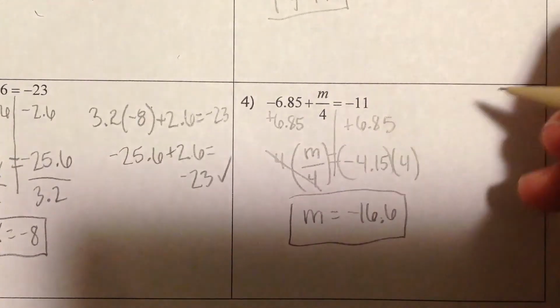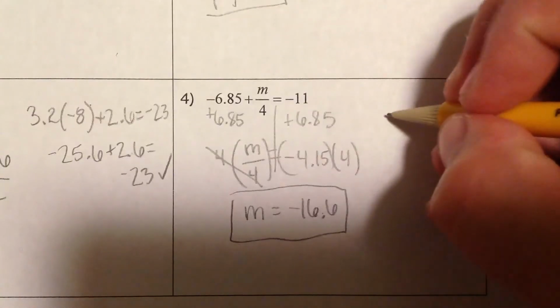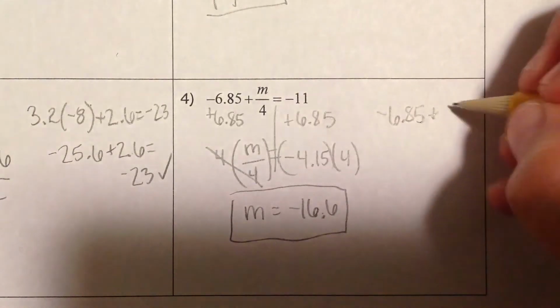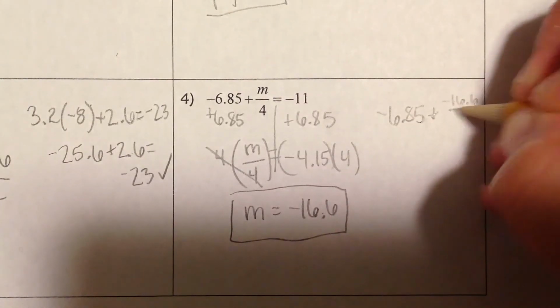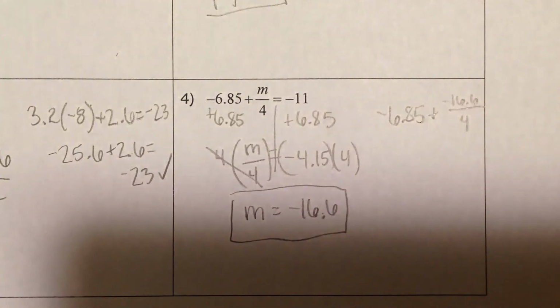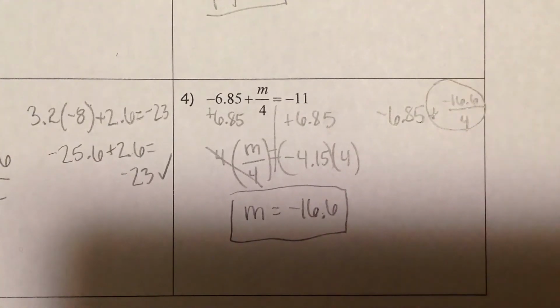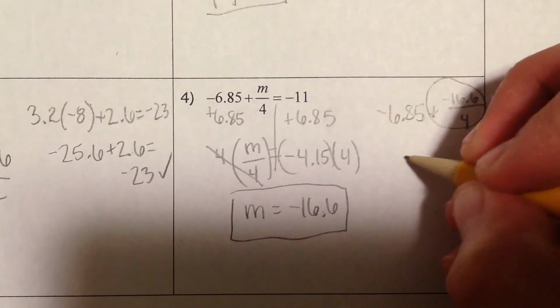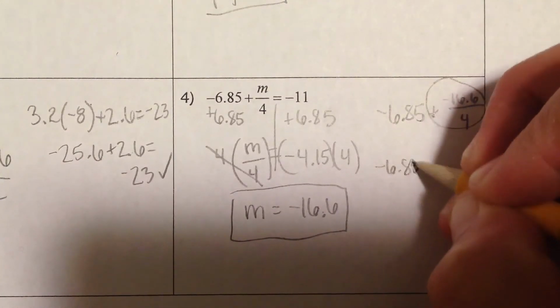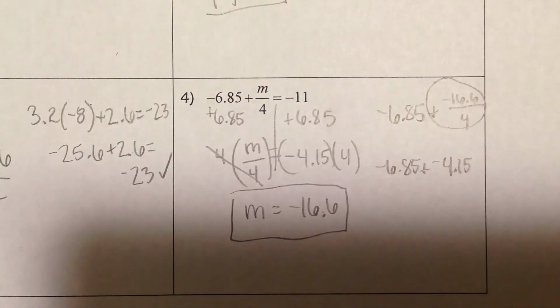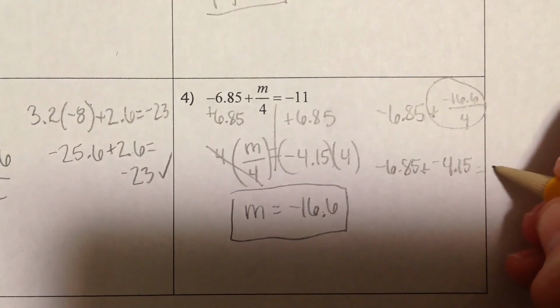And again, if we check our work, substituting it back in here for m, I have negative 6.85 plus m, which is negative 16.6 divided by 4. That should get me negative 11. So let's test it out. Let's solve that first. Negative 16.6 divided by 4 is negative 4.15. So I have negative 6.85 plus negative 4.15. If you add those together, you do get negative 11.